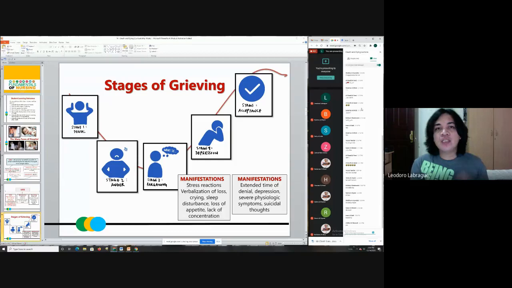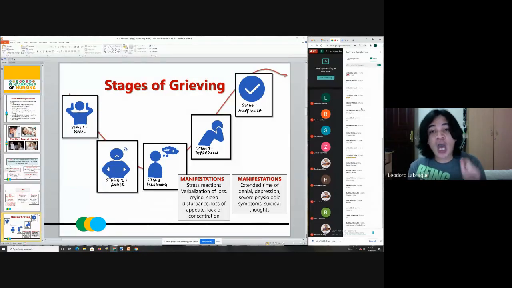Okay, this is a real scenario that might happen in the hospital. And for sure, when you work as a nurse, you will experience people who are experiencing loss, who are in denial. The only thing that you can do is support the patient, because these are normal processes that the patient will undergo. You cannot avoid it, you cannot stop it, but you have to support the patient.